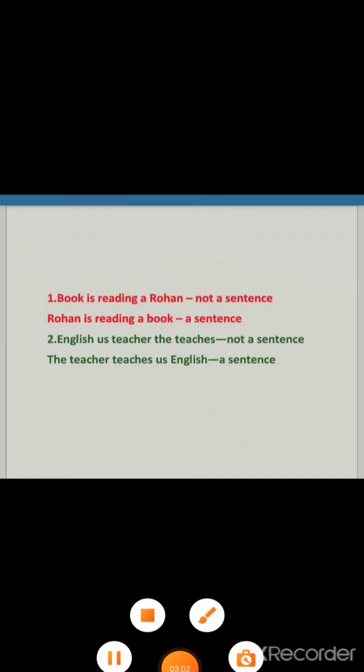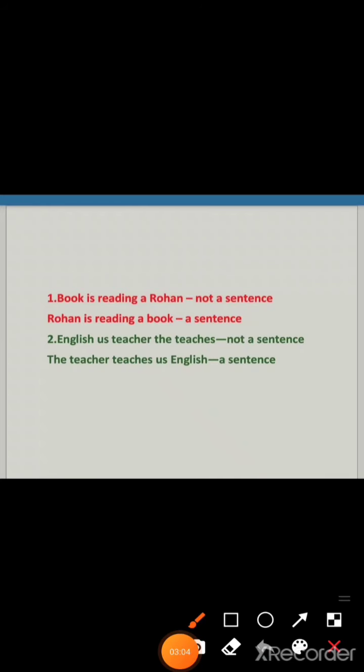Next, look at the next group of words. Us teacher the teaches English. That also doesn't make any sense. But if I reorder it in a proper way, if I reorder the sentence correctly, then how will I write? The teacher teaches us English. This is a sentence.